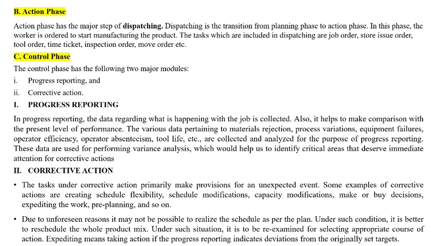Here we see what is the main action. It is of dispatching the product from each supply chain entity. You will have to ship your product from raw materials to the finished goods to the end customers. You will have to be transporting. So in this phase, the worker is ordered to start the manufacturing product.